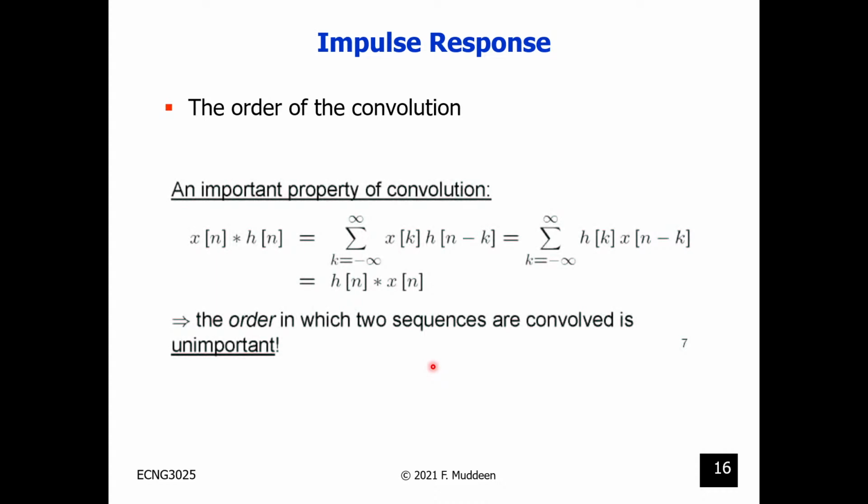One thing to note is that the order of the convolution doesn't matter. You can go x of n star h of n, or you can go h of n star x of n. You will get the same output result regardless.